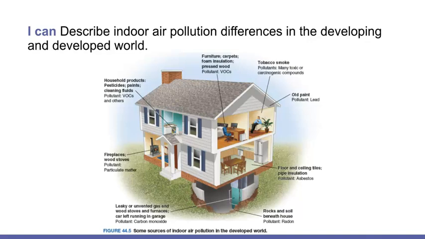All right, and you can see here in a house the several places that can off-gas with VOCs, can have particulate matter like from wood stoves, pesticides, paints, cleaning fluids, furniture, carpets, foam insulation, etc. You can pause the video and take a look at this diagram. And this is it for topic 7.5.